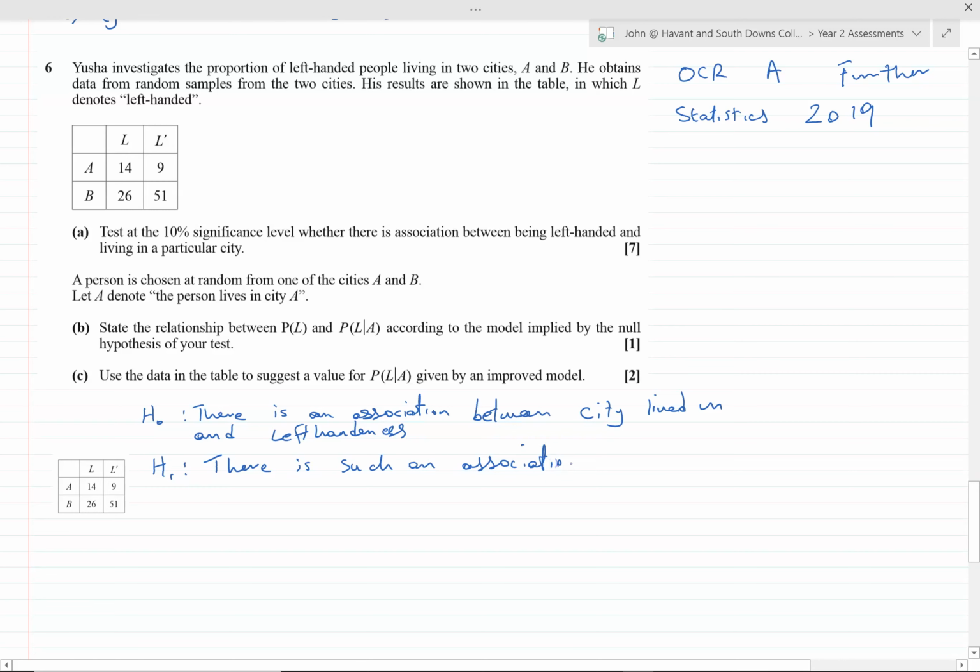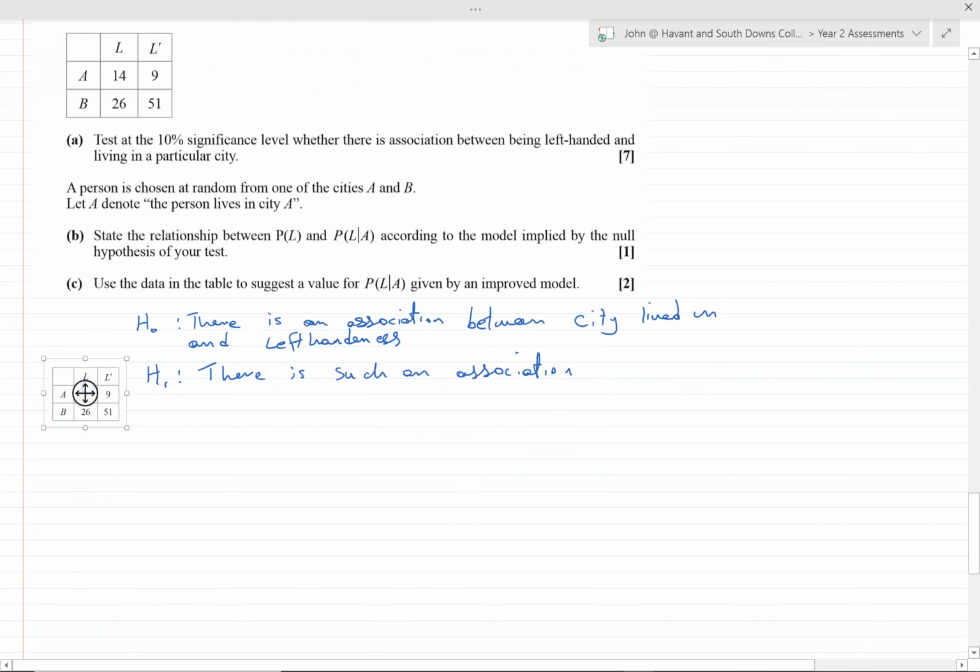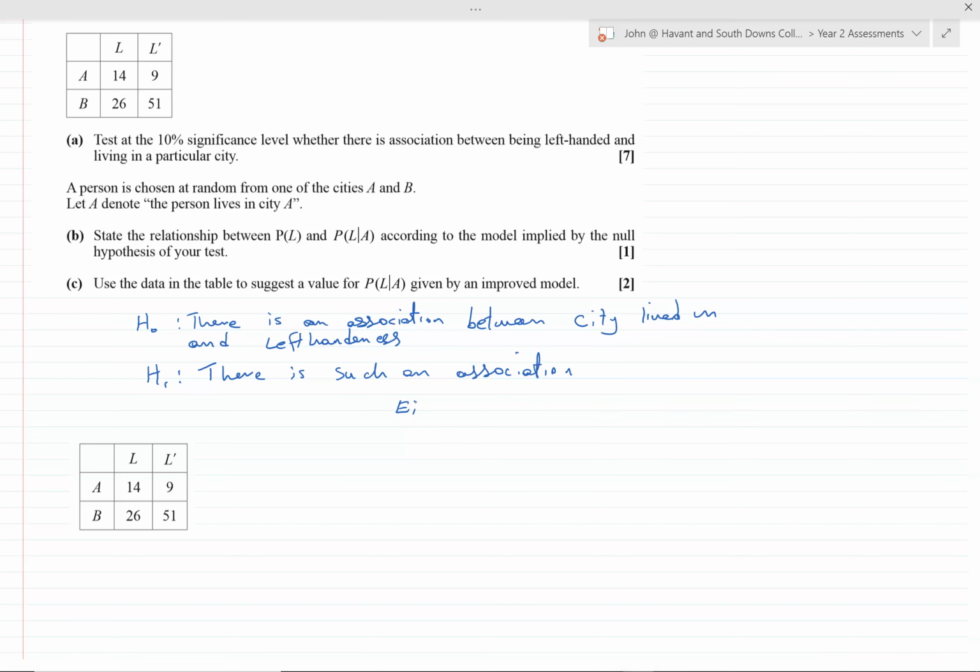So that's the hypothesis. Let's do the actual analysis then, do the actual test. The way this works is we basically work out expected values, the EI, of what they would be if there was no association. So in order to do that, we need to add the rows and columns together. If we add this row together, we get 23. If we add this row together, we get 77. This column, we get 60. This column, we get 40.